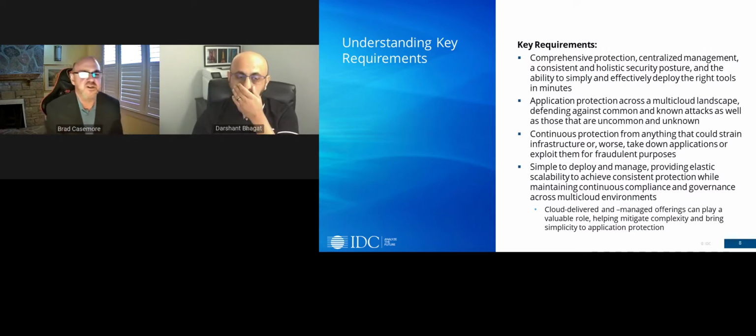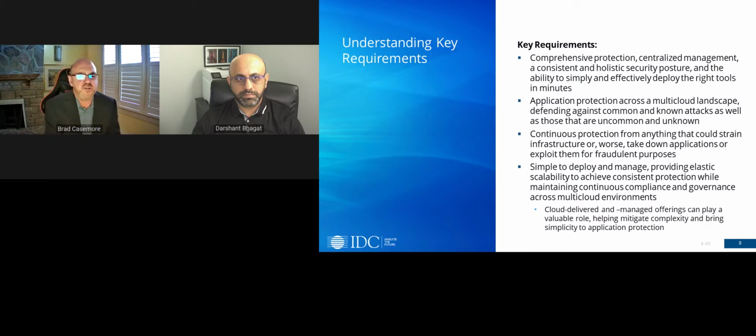So you want to be able to support the cloud elastic scalability. You want to be able to achieve consistent protection across this landscape. And you want to be able to support continuous compliance and governance. Now that needs to be, as I said, consistent across this landscape. You don't want to do it in a piecemeal fashion. You want to do it in a fashion that extends across the application landscape, across your hybrid IT environment.